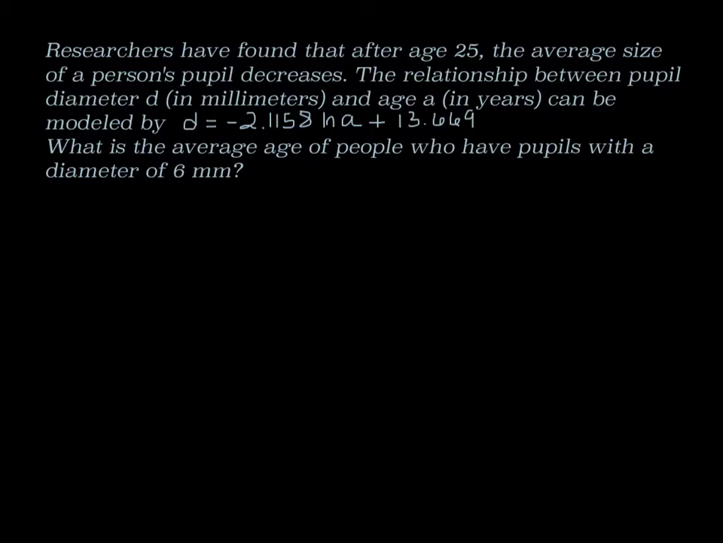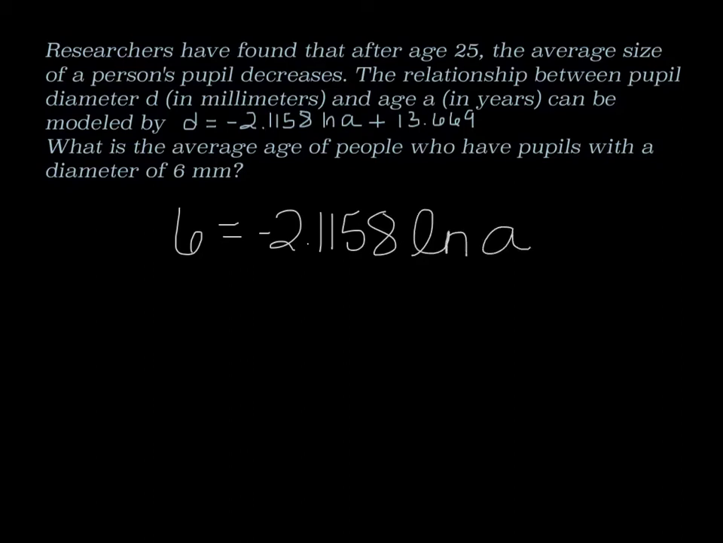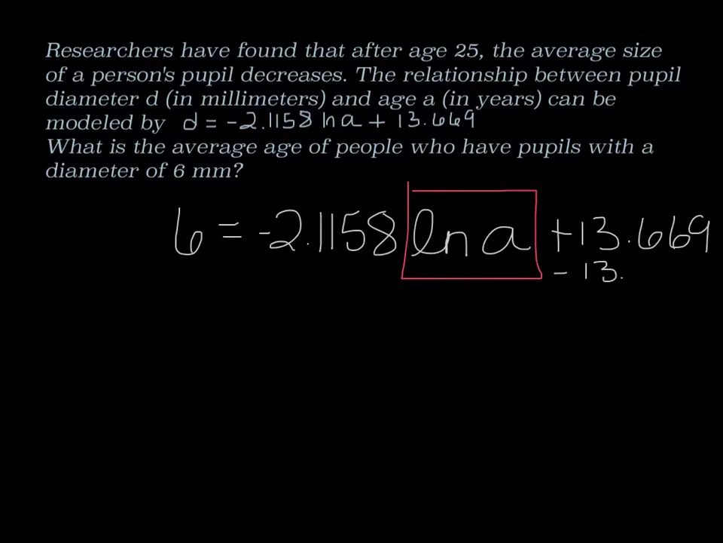Alright, so we're going to just fill in all the spots in this equation. The d is our diameter, so that's 6. And then we have negative 2.1158 ln a, which is what we're trying to find, plus 13.669. Alright, so we need to isolate the logarithm and then rewrite it as an exponential. So the first thing we have to do is subtract 13.669 from both sides.